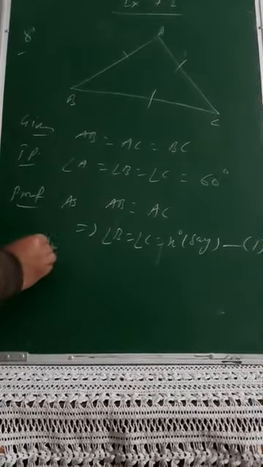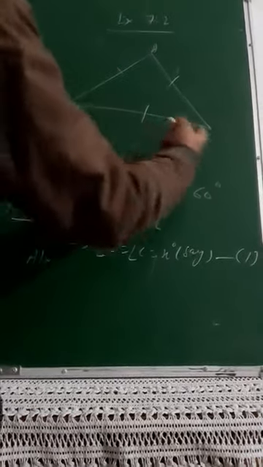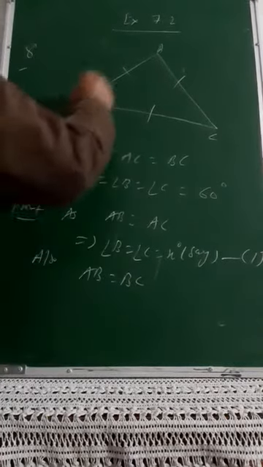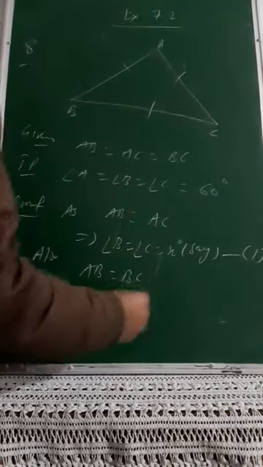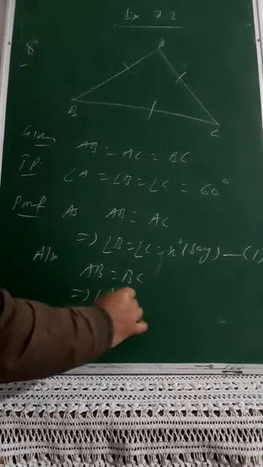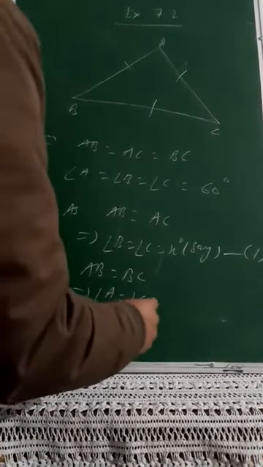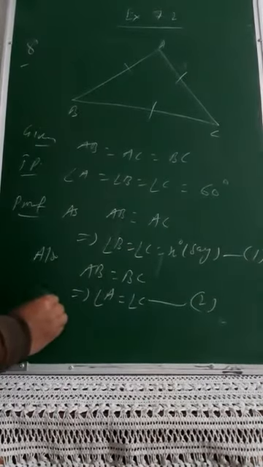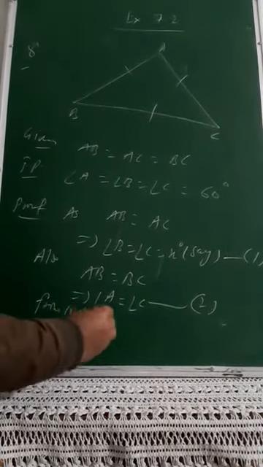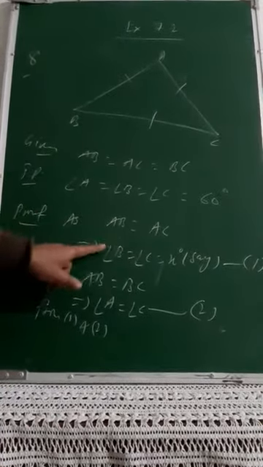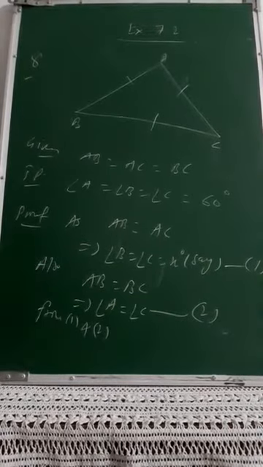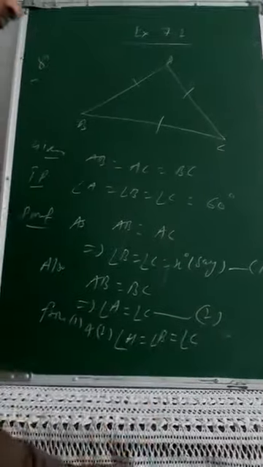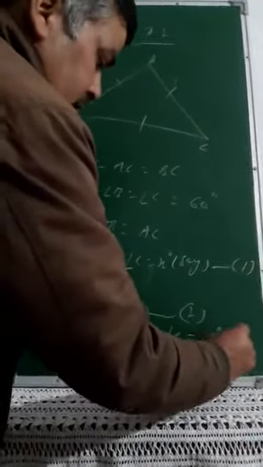Also, if you see, AB is equal to BC. So if AB is equal to BC, then your angle A will also be equal to angle C. So give it number 2. Now from 1 and 2, here you said C is equal to B. Here you are saying C is equal to A. So can I conclude that angle A is equal to angle B is equal to angle C, that is equal to x degrees each.